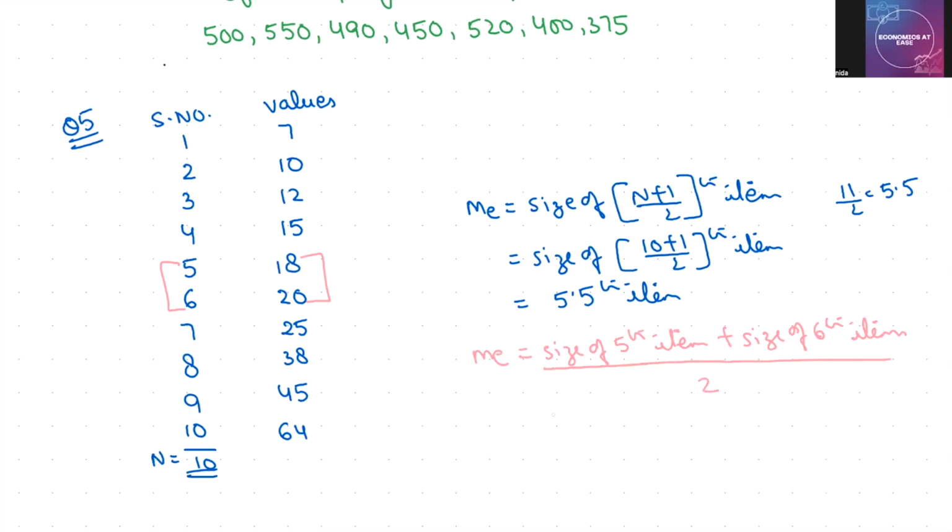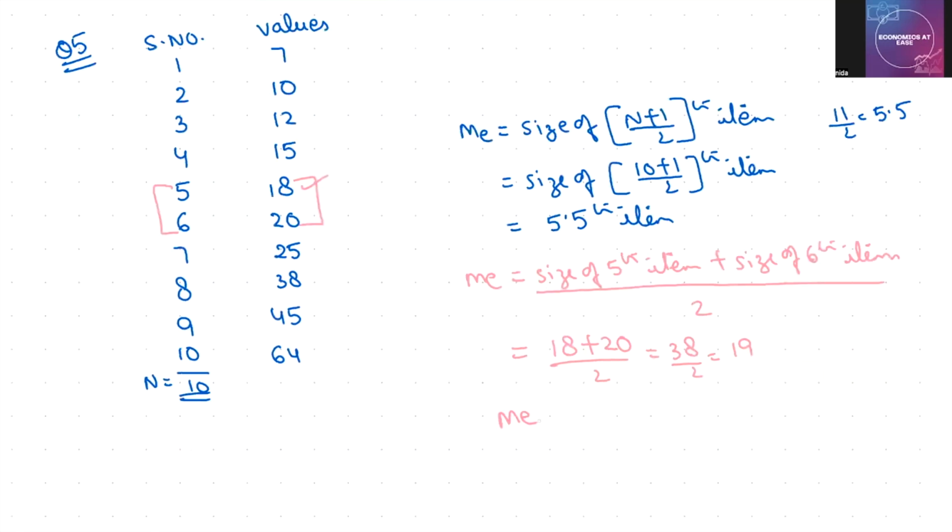So what is the size of this? Here the values given at the fifth and sixth serial numbers are 18 plus 20, divided by 2. So how much will you get? 18 plus 20, you will get 38, divided by 2. That means the median is 19. Median is equal to 19. Okay, value of median 19. This is your answer. So checking odd or even is also necessary.